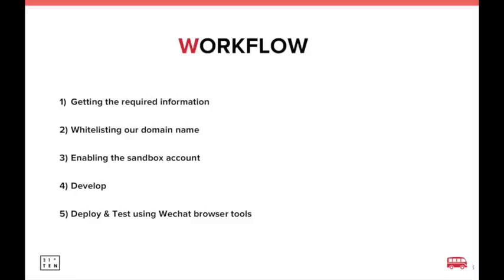Okay. So we're going to need to get the required information. I'm going to show you inside the backend of WeChat how to get those, but it's pre-installed in the code I gave you, to go faster. Then we're going to need to whitelist our domain name. I'll explain why. Then enable the sandbox account. I'll explain why. Then develop, obviously, and then deploy and test.